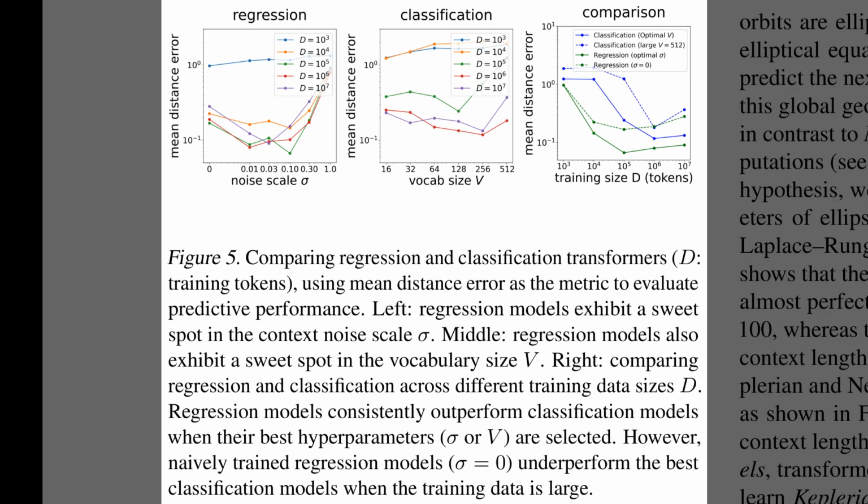Alright, since the previous figure showed the limits of tokenization, Figure 5 pits the classification approach against continuous regression. The left panel reveals a catch. Regression requires noise to work. The error curves dip at a noise scale around 0.1, confirming that noisy context is key to preventing error accumulation. Then, looking at the comparison on the right, the solid green line shows that optimized regression consistently outperforms the best classification models, in solid blue.